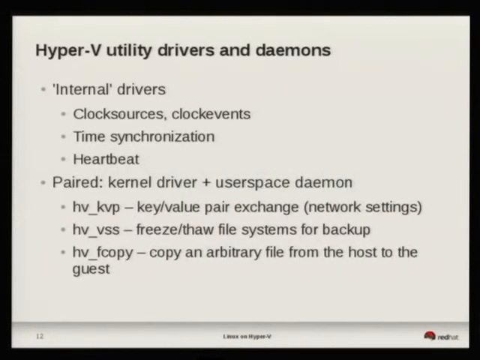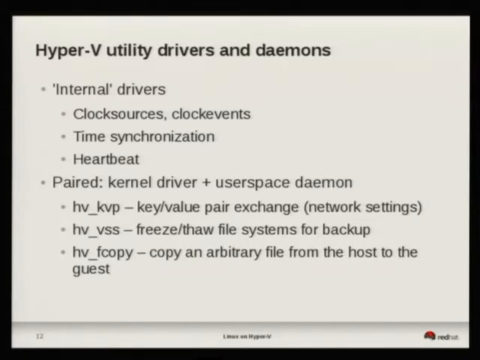So I already mentioned utility drivers several times. And what are these utility drivers about? We have a number of drivers which are not visible to a user. These are mainly clock sources and clock events, because for virtual machines, it's better to use paravirtual paths for these devices. We have time synchronization. So when our guest starts, it receives time from its host, and it can adjust its own time accordingly. It also receives this synchronization when we migrate guests. So when we migrate it to the other host, we can get a time counter from the host. We have heartbeat, as I told you.